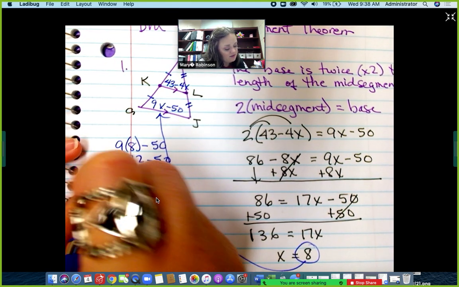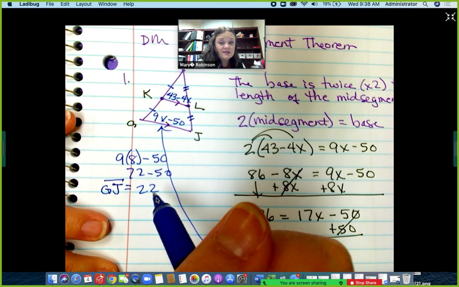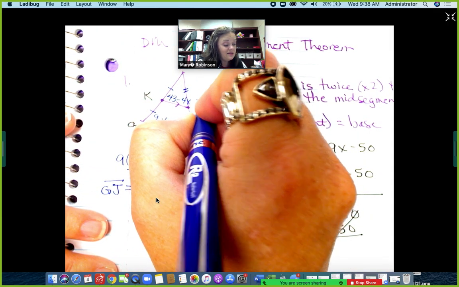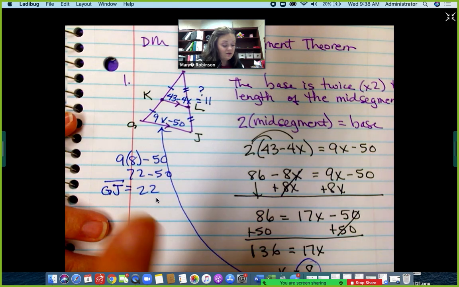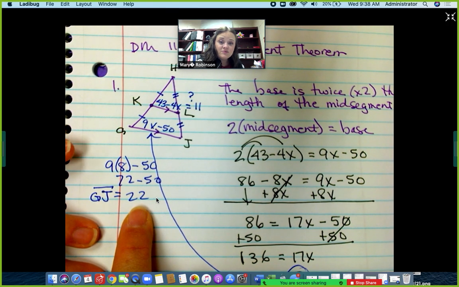So JG, GJ, either way, has a length of 22. But let's see if it makes sense. If it makes sense, then what should our midsegment be? Is it 11? I hope so, because 11 would be half of 22. And if that works out, that means we've done it correctly.